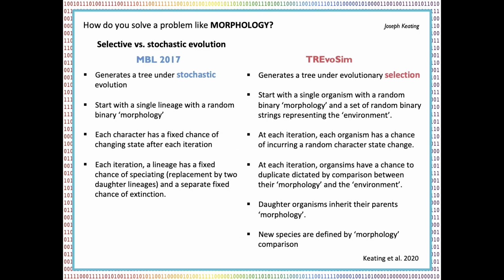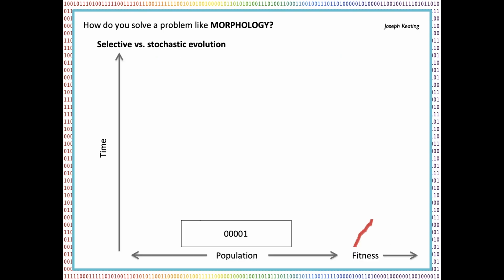Now let's look at the selection model. Trivosim operates at the level of individuals. It starts with a population of individuals that share a random binary morphology. There is also a simulated environment composed of random binary strings. We can measure the fitness of an organism by comparing its simulated morphology with the simulated environment. The chance that an organism will reproduce is dictated by its fitness. In this way, Trivosim is analogous to natural selection.